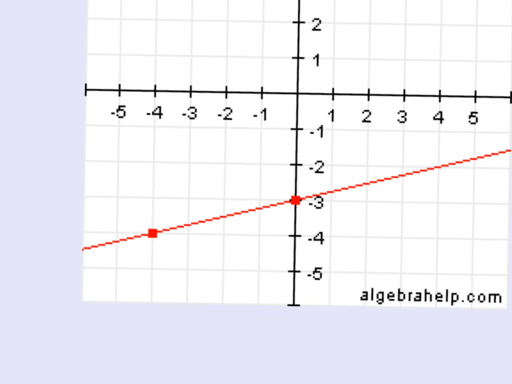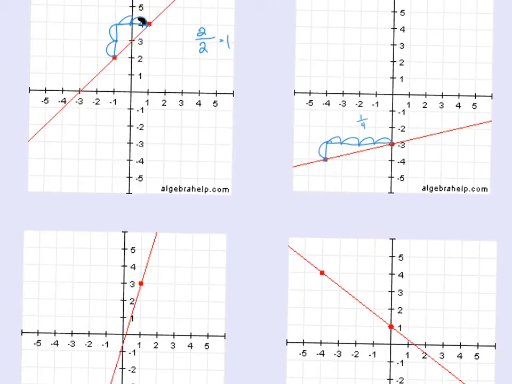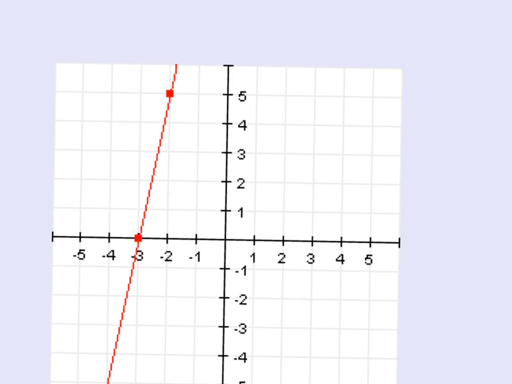Here's another positive slope because I have to go up and over. I went up 1, over 1, 2, 3, 4. So my slope is 1/4. Another positive slope. I have to go up and over. Up 1, 2, 3, 4, 5. Over 1.